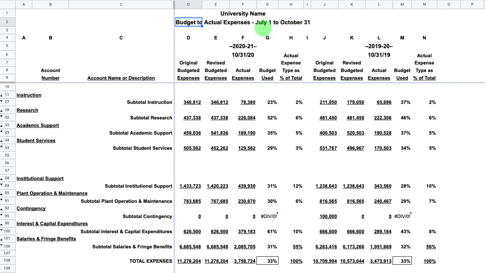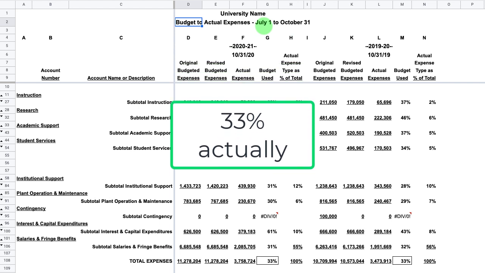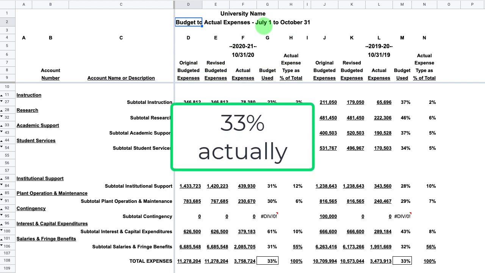At this institution, the fiscal year starts July 1st. So what we're looking at is only a few months of expenses on the current fiscal year. So we're looking at all the expenses for July, August, September, and the full month of October. So we're looking at 4 months out of the calendar year, or 25% of the fiscal year.